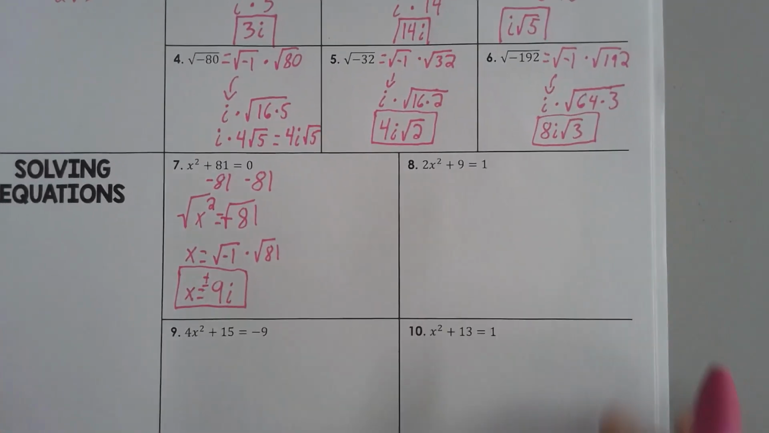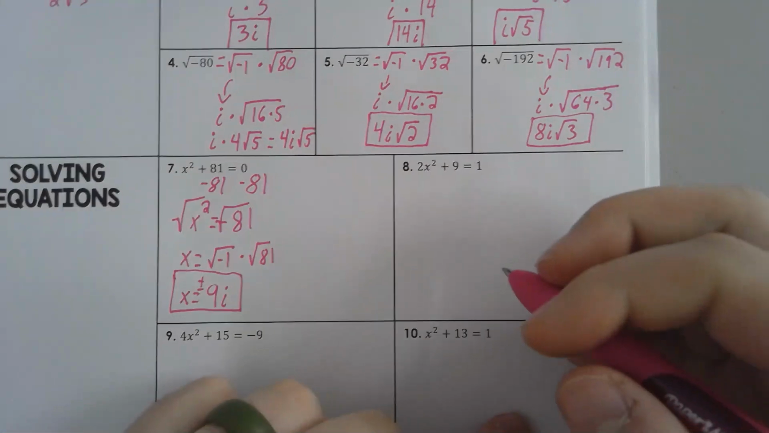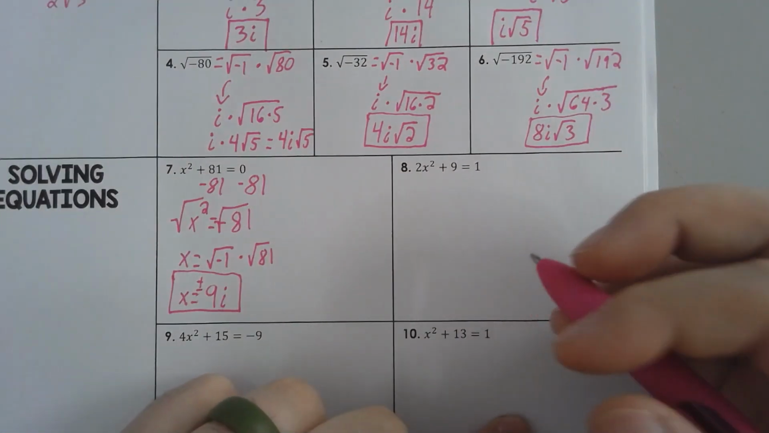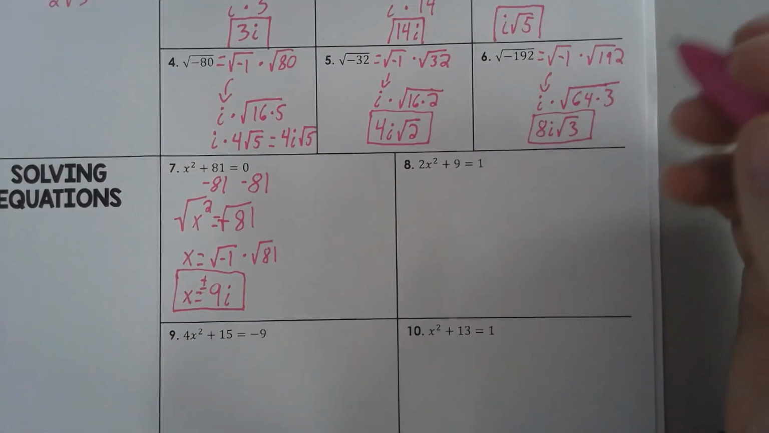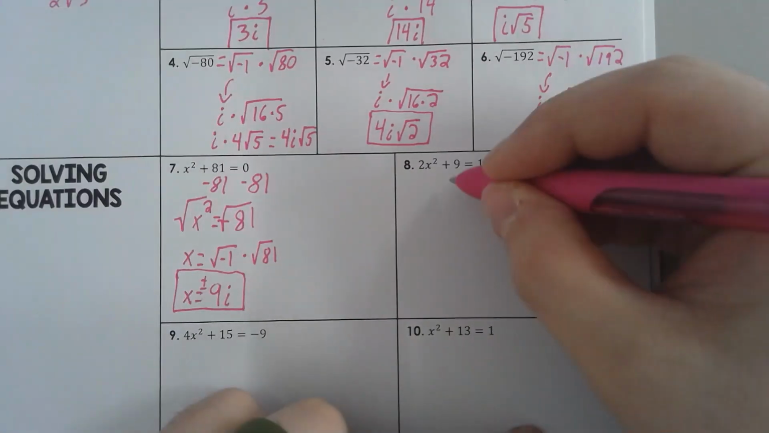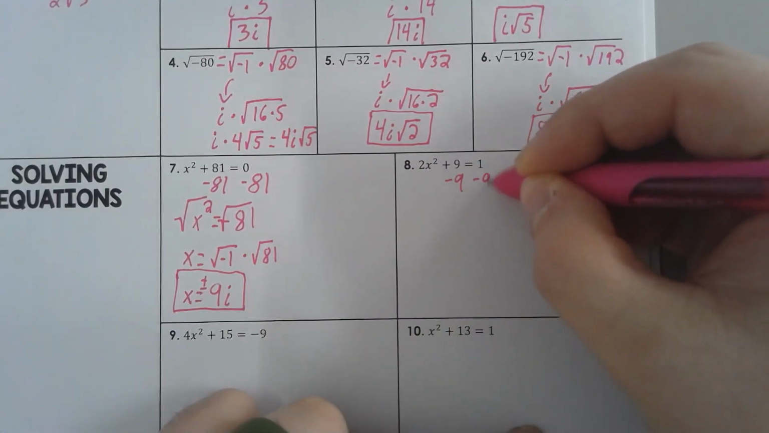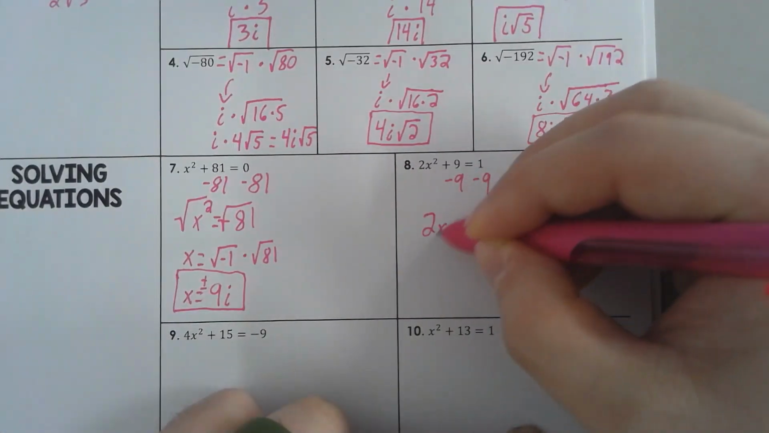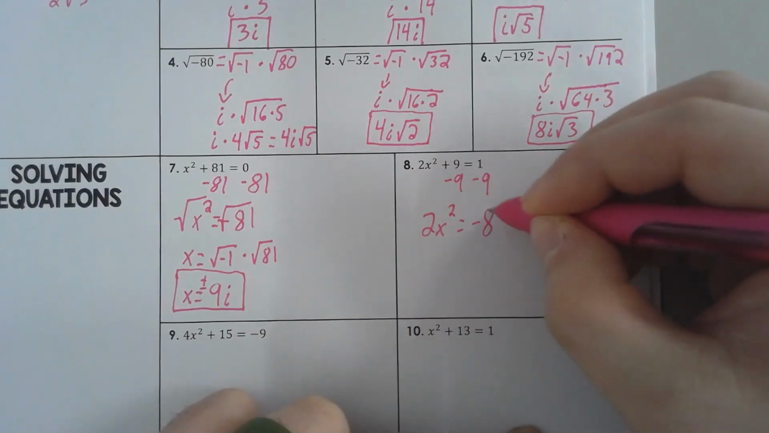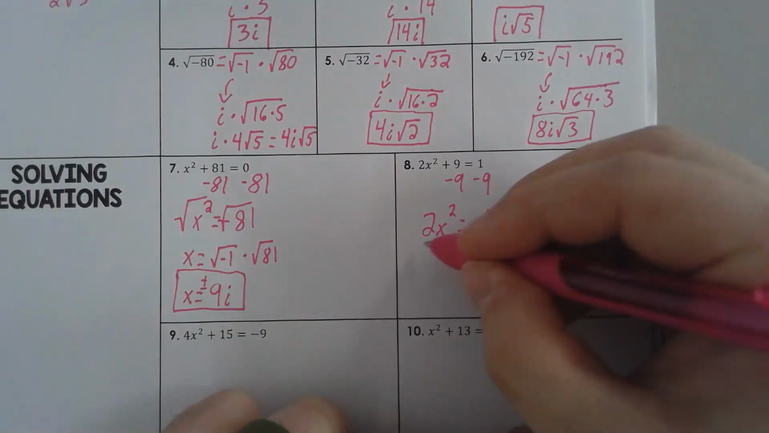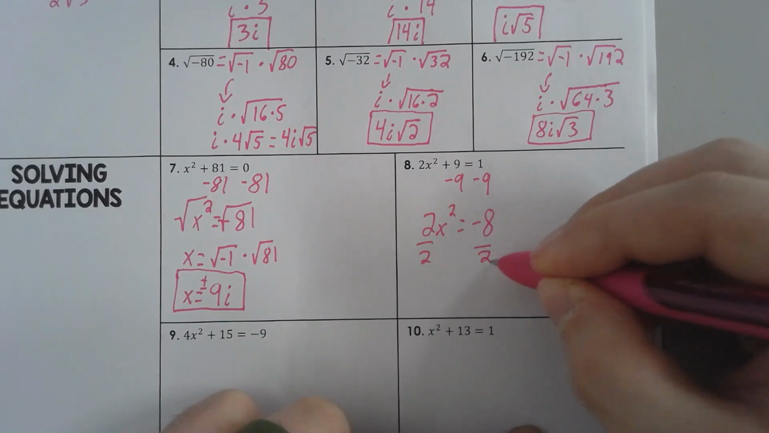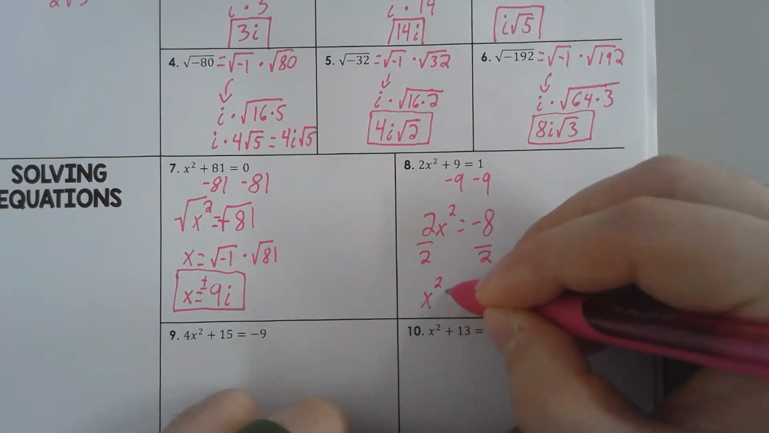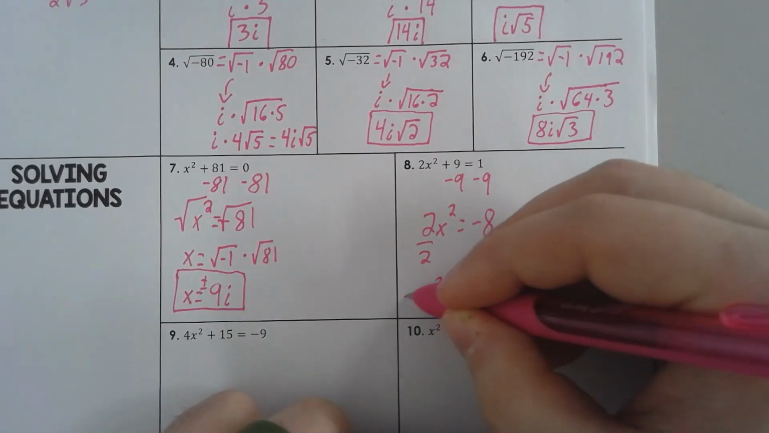Alright, let's do, you want to do number 8 or number 9? Number 8. Same thing, subtract your 9. 2x squared equals negative 8. You all know how to do all this part. X squared equals negative 4.